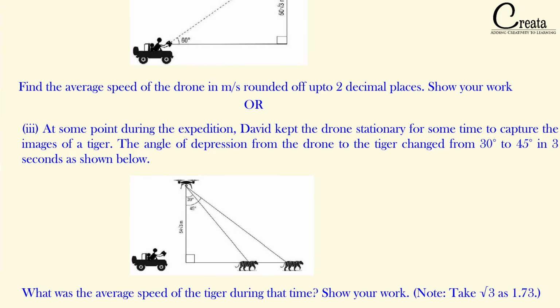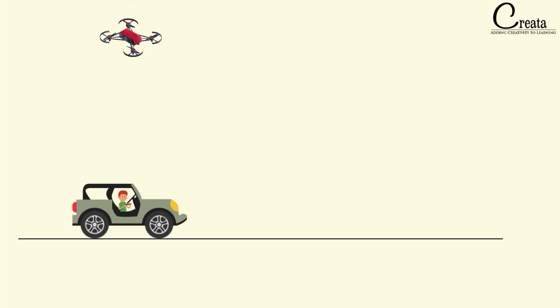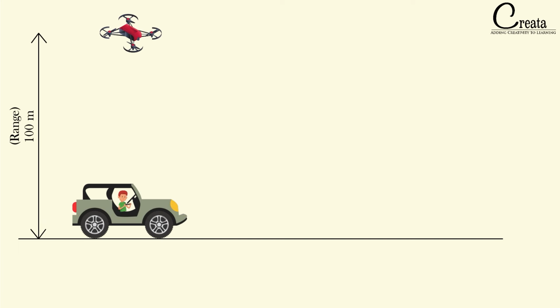So let's approach this question. In this question, a drone is given and David is controlling the drone through his jeep. The maximum height of the drone is 100 meters. The range up to which the drone can go in the vertical direction is given as 100 meters. And this drone is directly above David's jeep and he is entering the jungle.